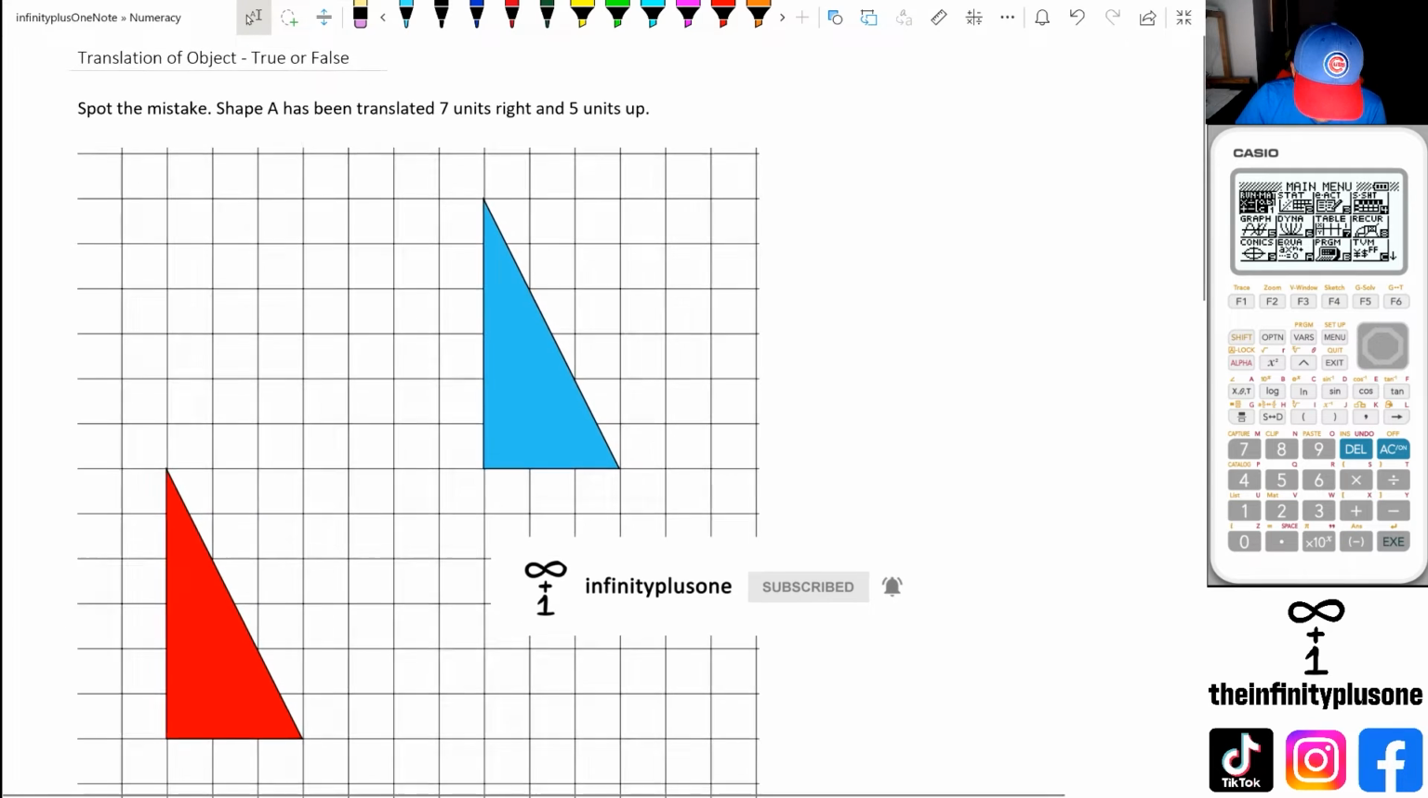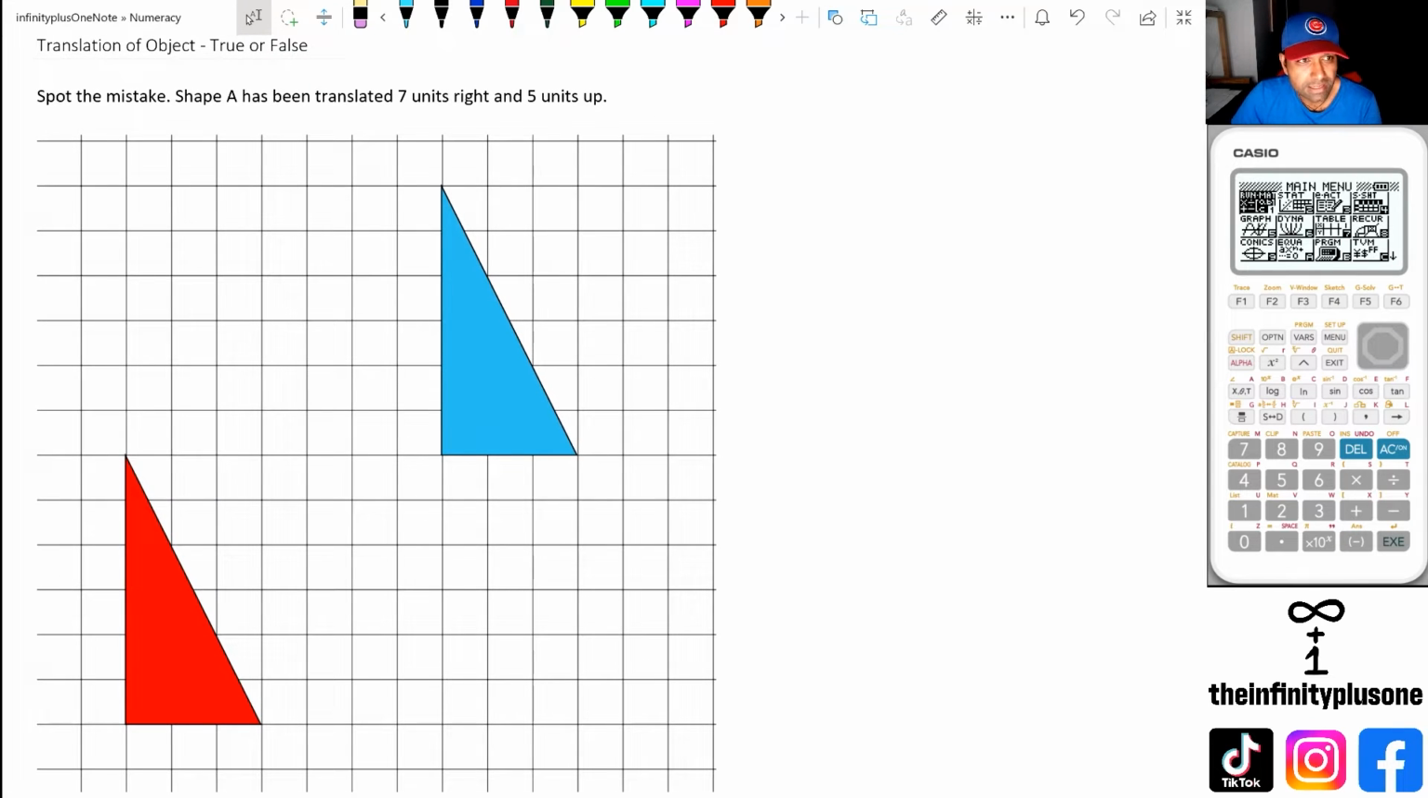So if we have a look at the first question here, the first question says, spot the mistake, shape A has been translated 7 units right and 5 units up. Now I should have actually written the question properly. I should have actually said, is there a mistake? But let's have a look at this red triangle and a blue triangle here and see if it is translated 7 units right and 5 units up.